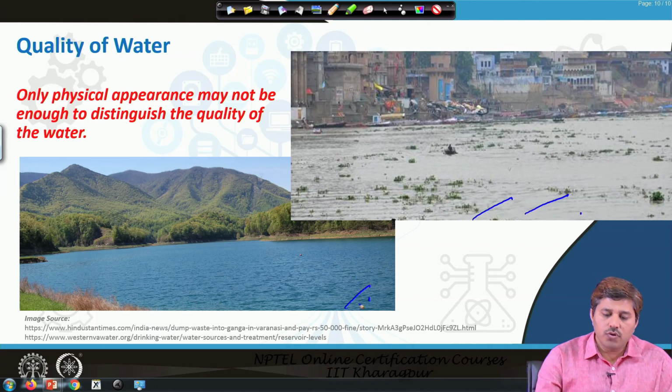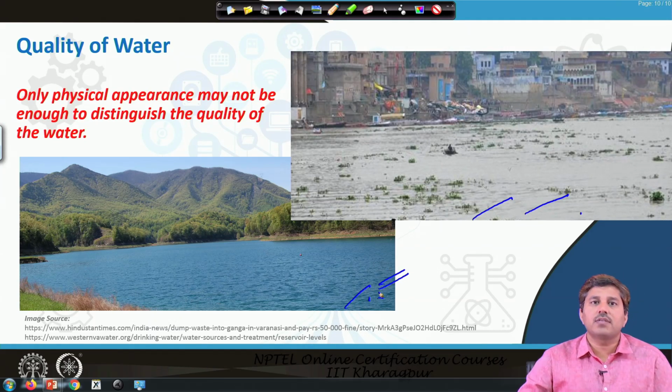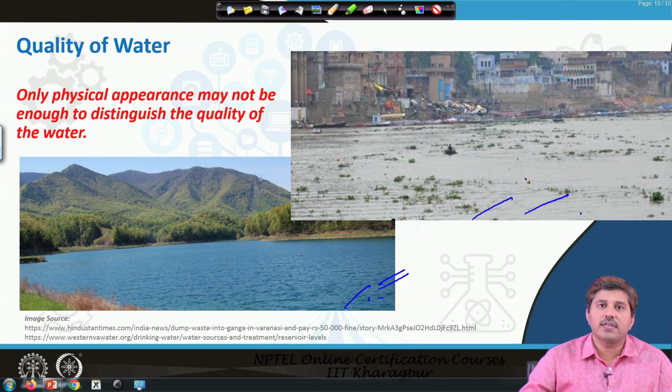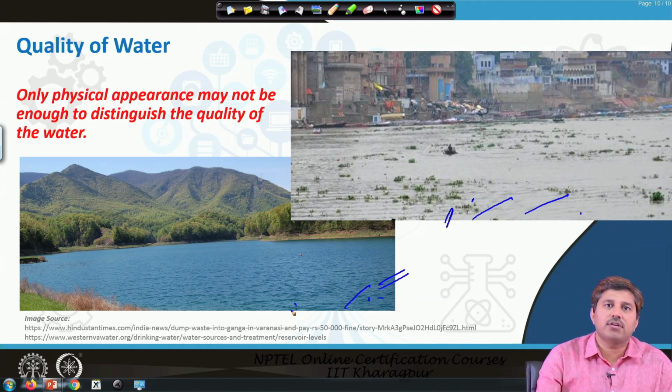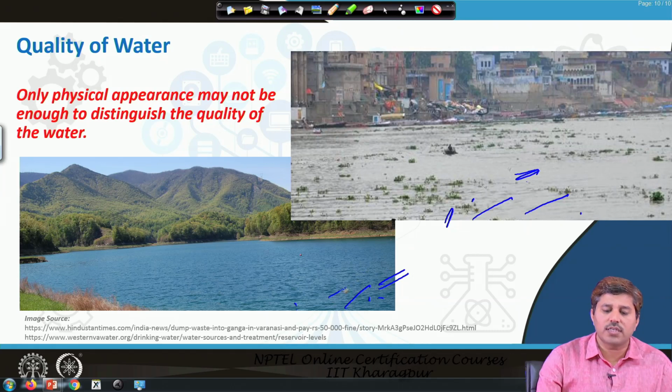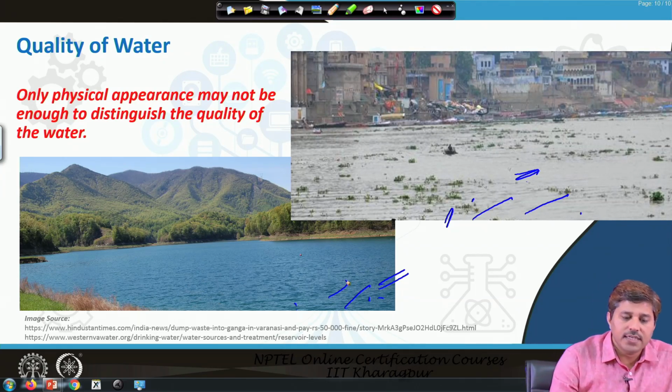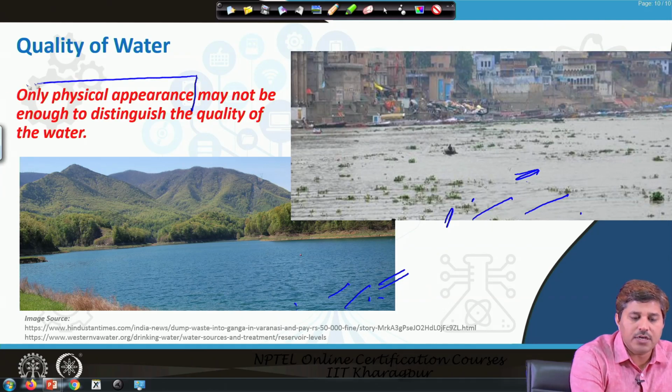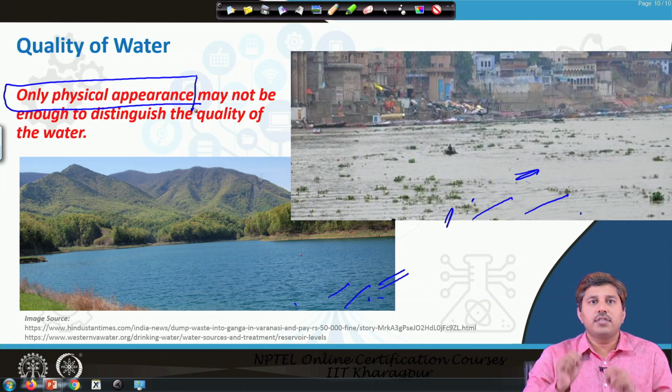Who knows, this may have certain contaminants which are far more toxic than this water, because what we are able to see apparently is the sediments, the turbidity and the filterable material, which may be rather easily removed, whereas this may have some pesticides or antibiotics or some other kind of contaminants which will not impart any color, taste or odor, but may be far more dangerous than the contaminants present in this water. So the point here is that only physical appearance may not be sufficient to distinguish the quality of water.